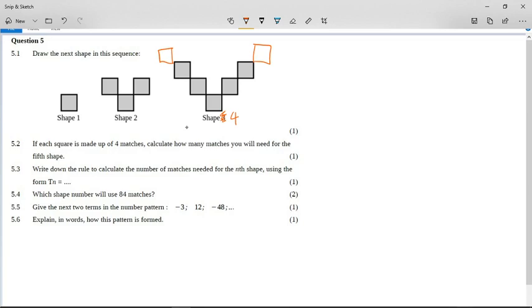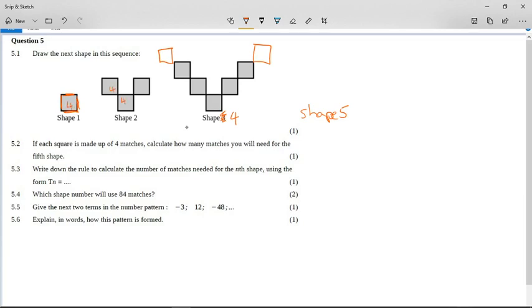If each square is made up of 4 matches, calculate how many matches you will need for the 5th shape. Okay, so we've only drawn shape 4. We actually need shape 5's matches. But if you have a look here, we can't count the squares. We must count matches because there will be one on each side. 1, 2, 3, 4. So for every square we're going to have 4 matches.